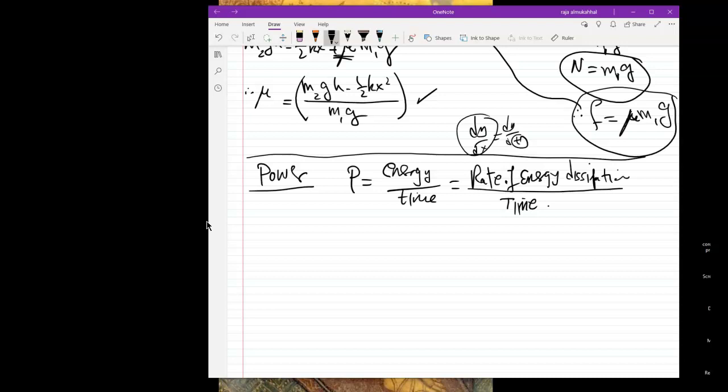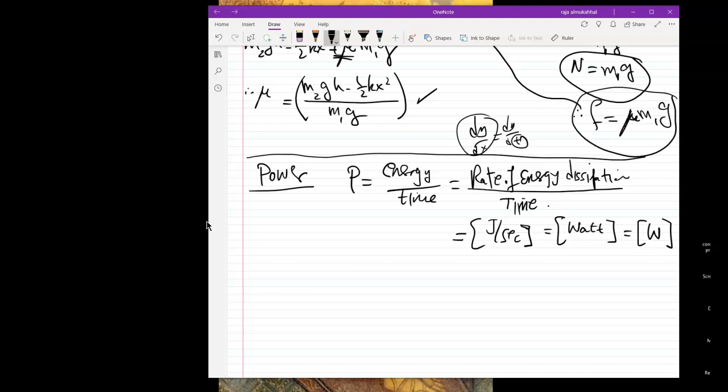Let's say you buy a light bulb. Oh, sorry. The unit of the power is what? Well, it's energy per unit time. So the unit here is joule per second. And that's what we call watt. Big W.